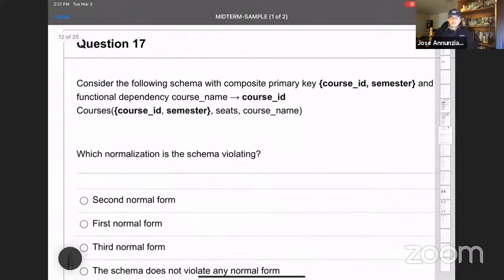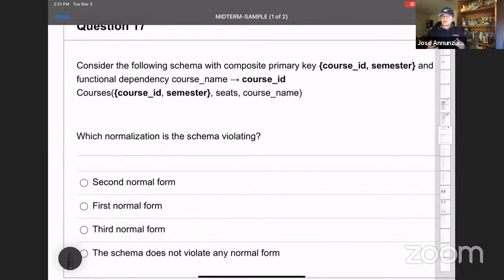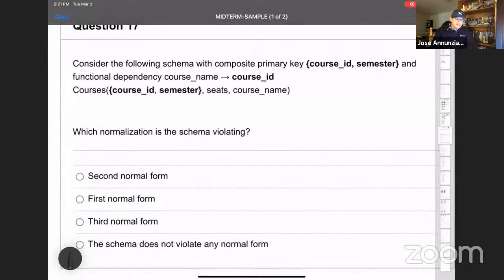So definitely you should expect normalization questions about first normal form, second normal form, third normal form. Here's another question on normalization. I think we did cover some of this.